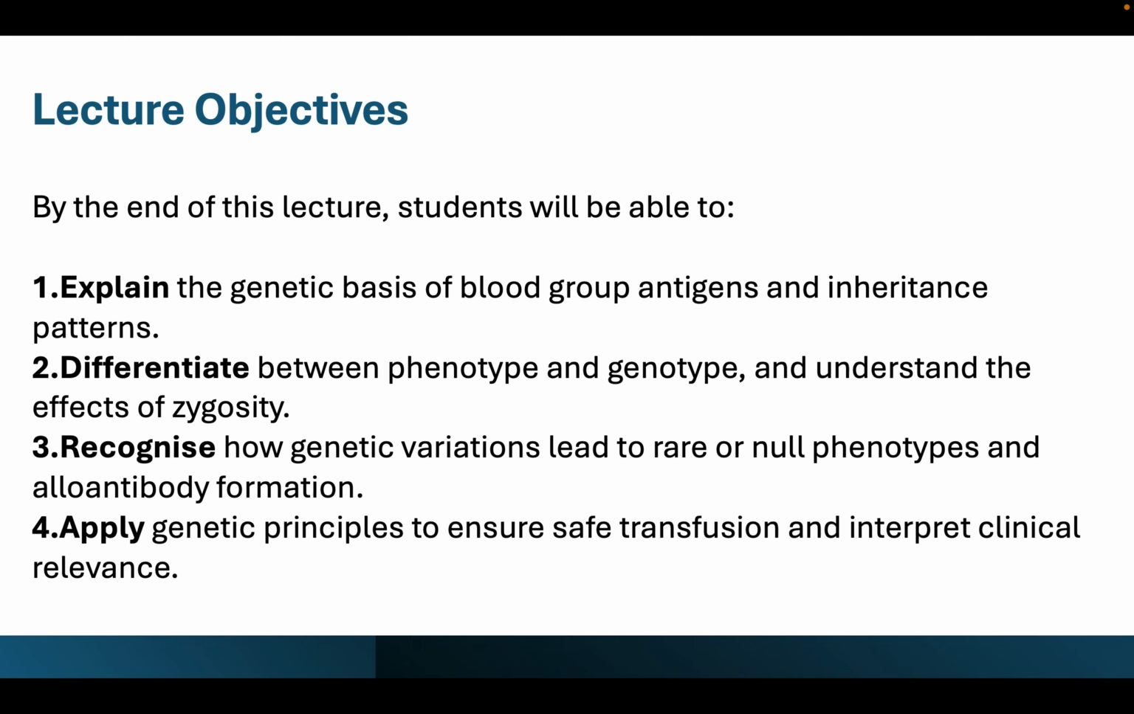The lecture objective was that by the end of this lecture, my students will be able to explain the genetic basis of blood group antigens and inheritance patterns, differentiate between phenotype and genotype, understand the effect of zygosity, recognize how genetic variations lead to rare or null phenotypes and autoantibody formation, and at the end apply the genetic principles to ensure safe transfusion, which is the main goal of transfusion medicine, and interpret clinical relevance.